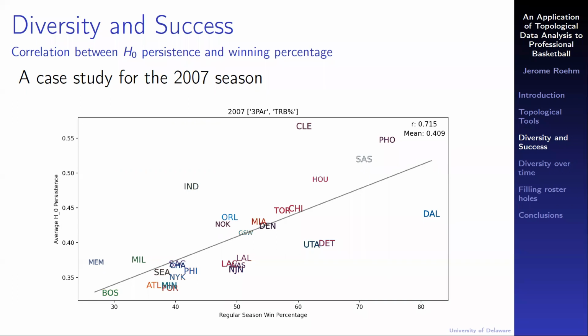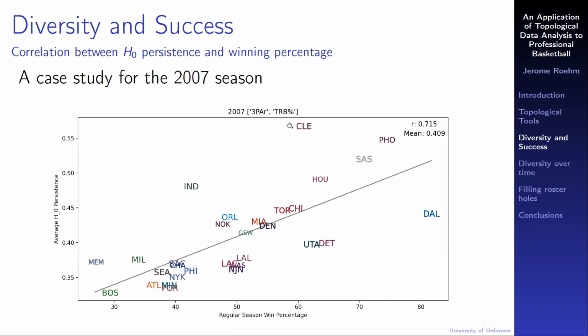Now that we know how to quantitatively measure diversity, we can examine the relationship between diversity and success. This scatter plot for the 2007 season relates success, as measured by regular season winning percentage, on the x-axis and diversity in the selected statistics, as measured by average H0 persistence, on the y-axis. Here we are using 3-point shooting and rebounding. As you can see, there is in fact a positive correlation. This supports the statement that diversity leads to success. Let's take a quick look at a couple of teams.